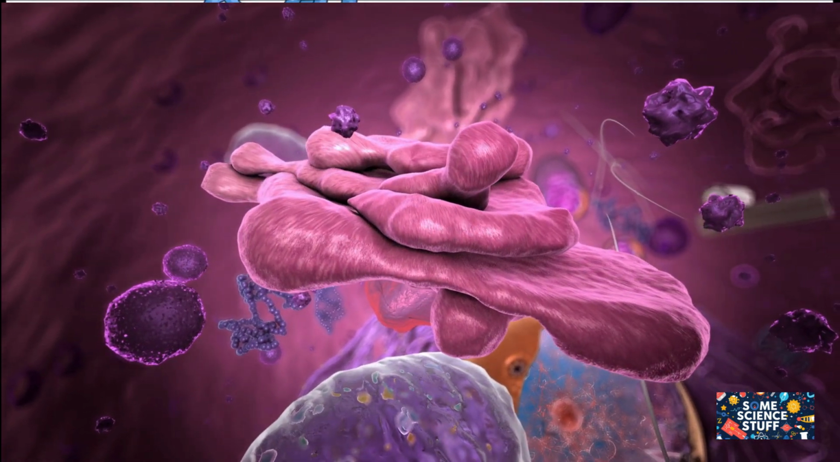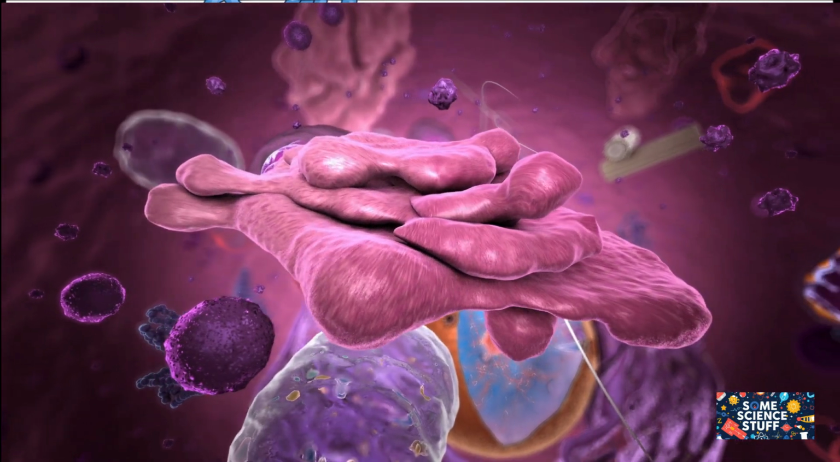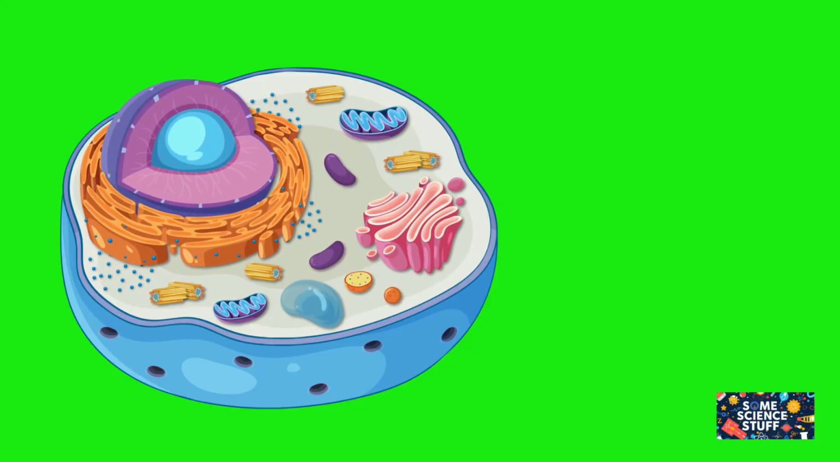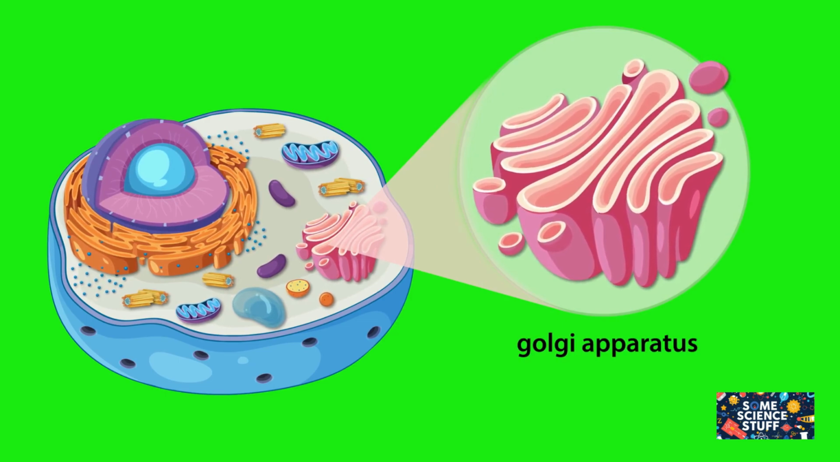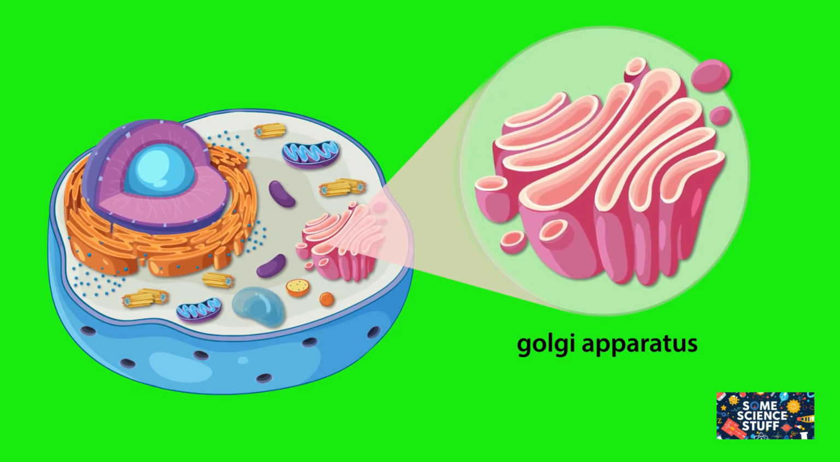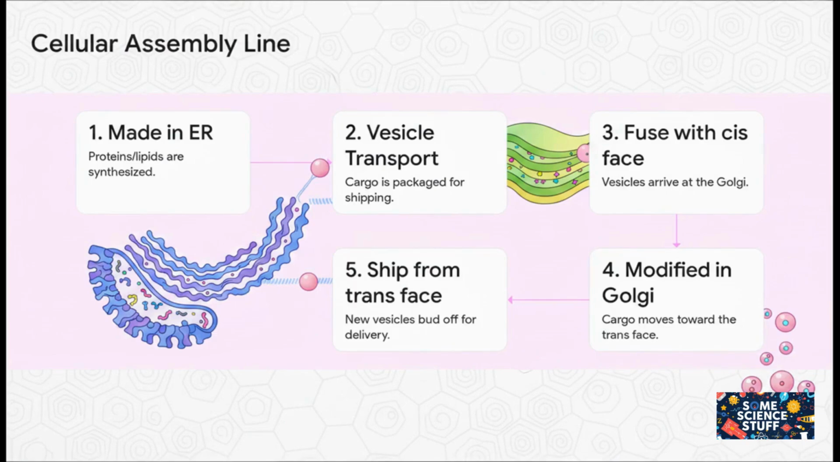So once products are made in the ER factories, they need to be processed and shipped. That's the job of the Golgi apparatus. Seriously, just think of it as the city's central post office. It's a stack of flattened, membranous sacs called cisternae, and it receives, modifies, sorts, and packages proteins and lipids for delivery.